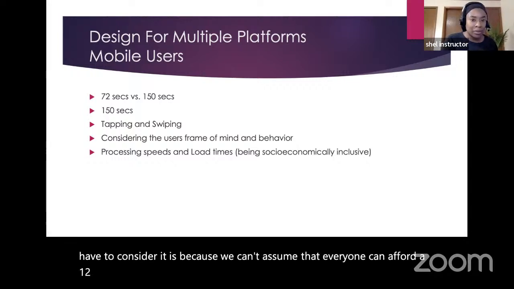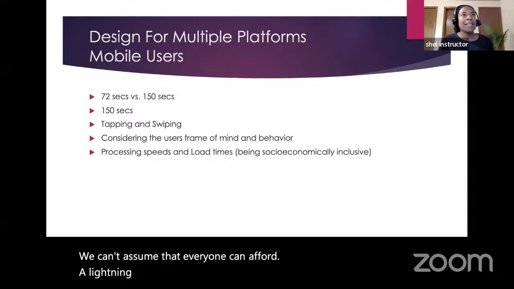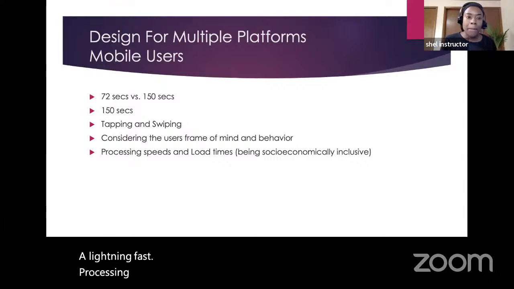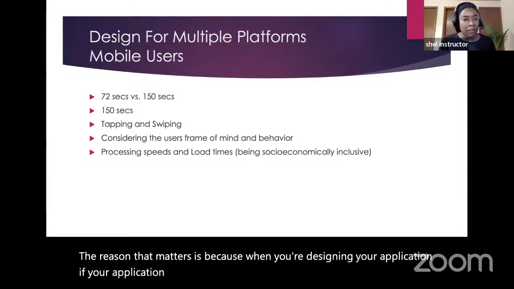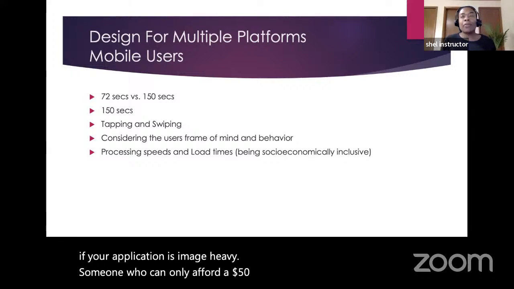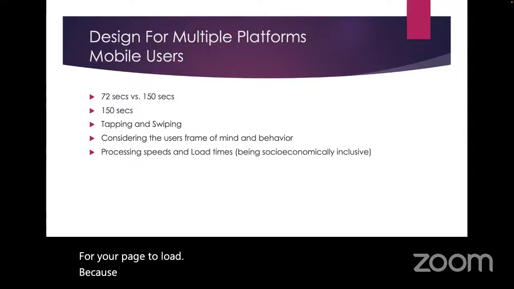a $1,200 iPhone. We can't assume that everyone can afford a lightning fast processing MacBook. The reason that matters is because when you're designing your application, if your application is image heavy, someone who can only afford a $50 phone is going to be waiting 3 days for your page to load because their processor is slow.